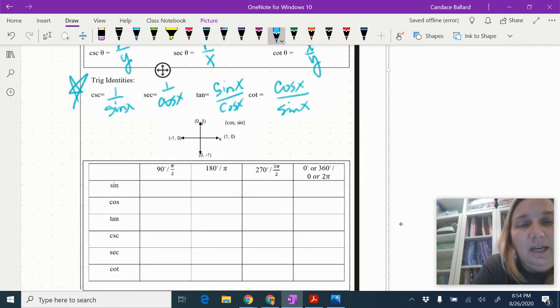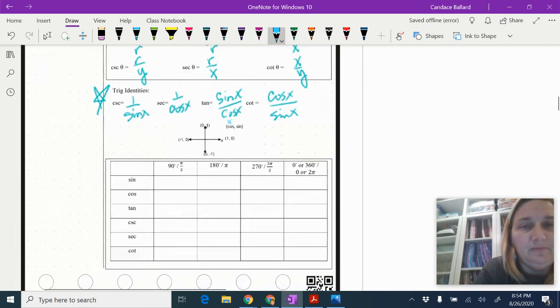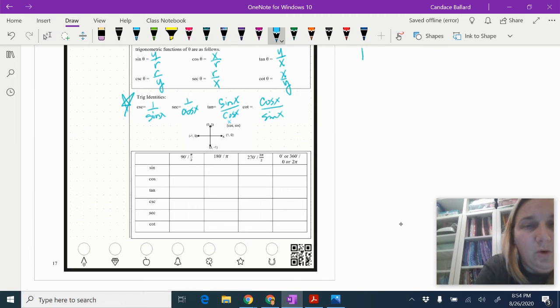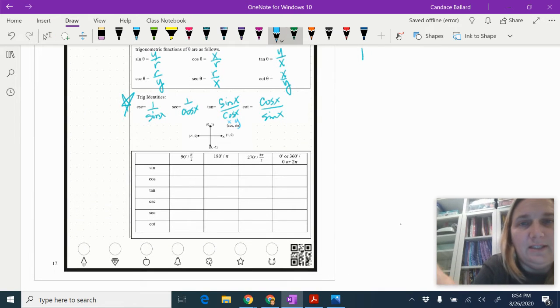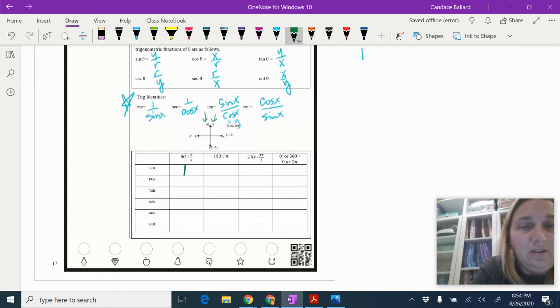So when we're looking at these four coordinates on the unit circle, we know that the x coordinate is always, always, always cosine, and the y coordinate is always, always, always sine, okay? So that means that if I ask you for the sine of 90 or pi over 2, I know that it's that y coordinate, 1. I know that the cosine of 90 or pi over 2 is the x coordinate, 0.